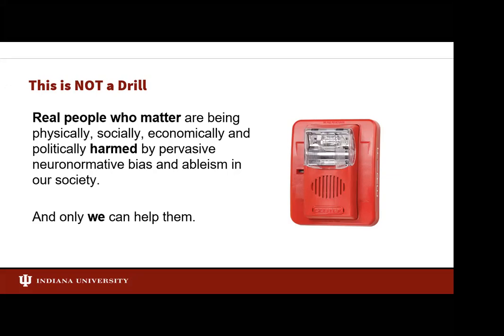So I asked Hunter to choose a fire alarm to represent the kind of serious emergency action that needs to be taken for us to help neurodivergent people and save lives in our society. And Hunter chose this alarm here. Now let's see how neurodiversity injustice impacts all aspects of our society and why policy change is the only way we can achieve justice. Next slide.